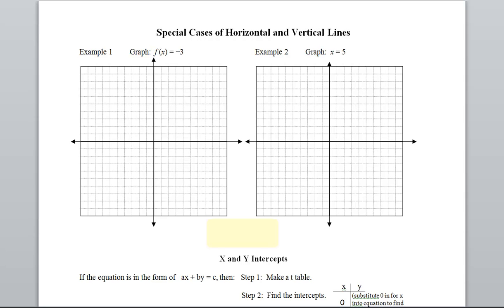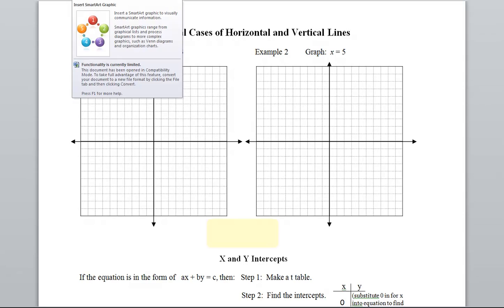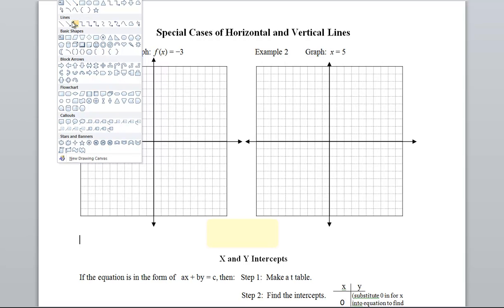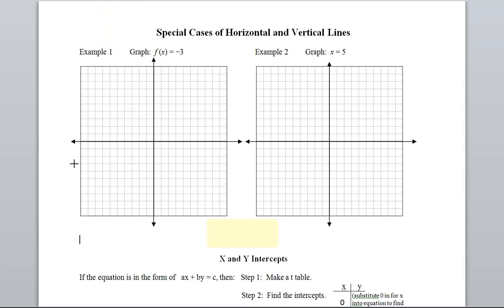So let me go get my lines. Let me get it at -3. And that would be my graph of that particular equation. So 0 slope, horizontal line, and this tells me the y-intercept, remember, and that's where the line hits the y-axis.